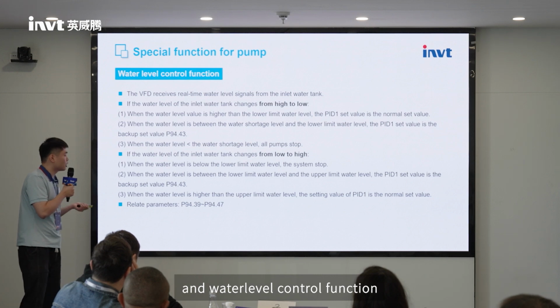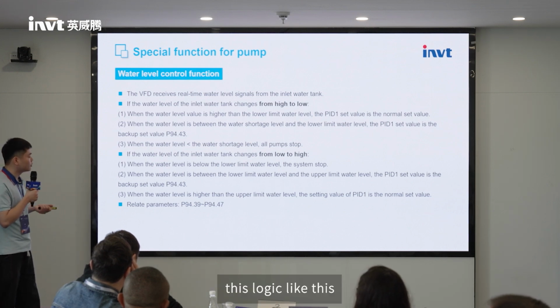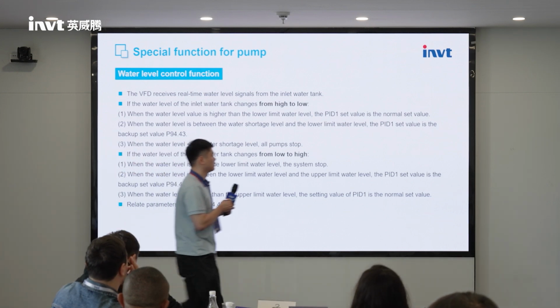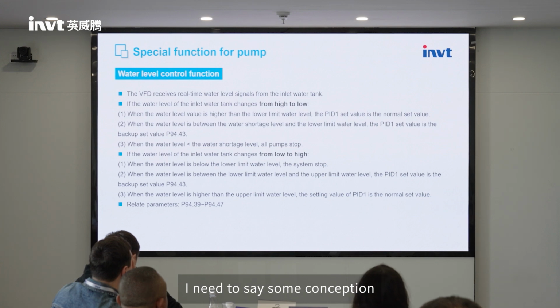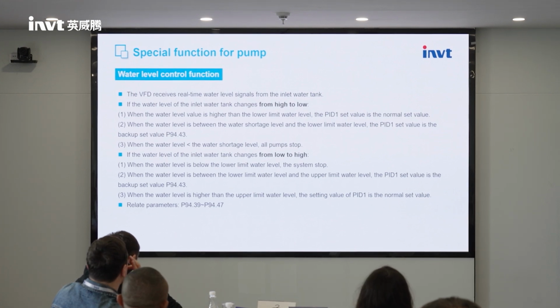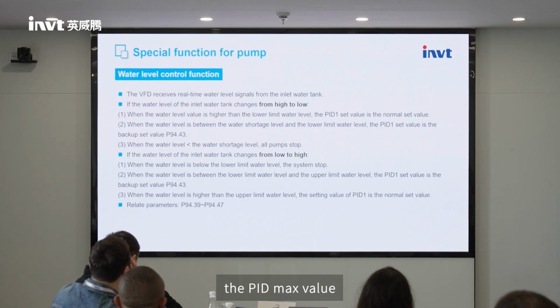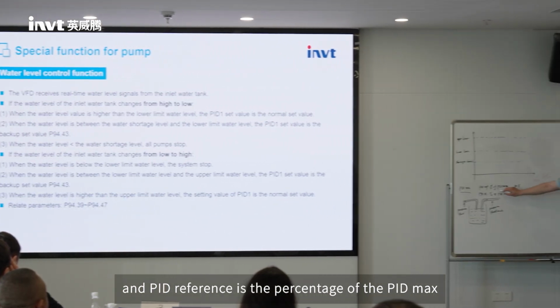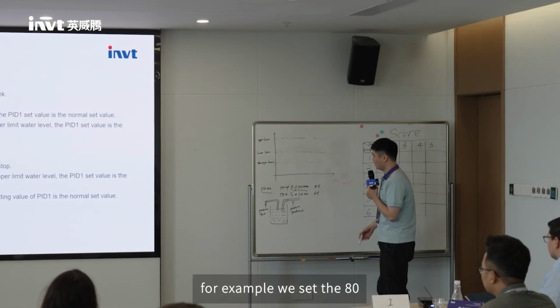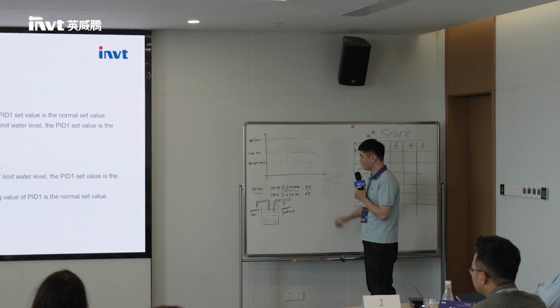And the water level control function. This logic looks like this. I need to explain some concepts. The PID max value, and the PID reference is a percentage of the PID max. For example, we say 80.